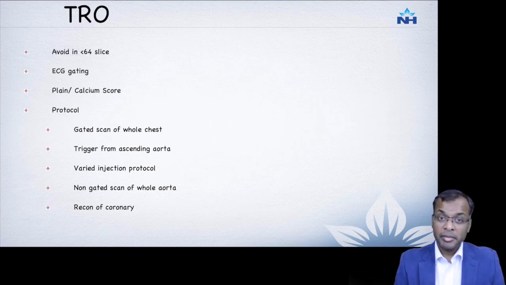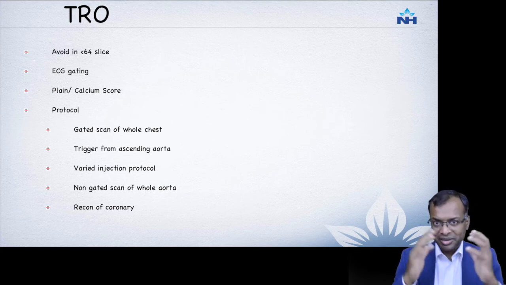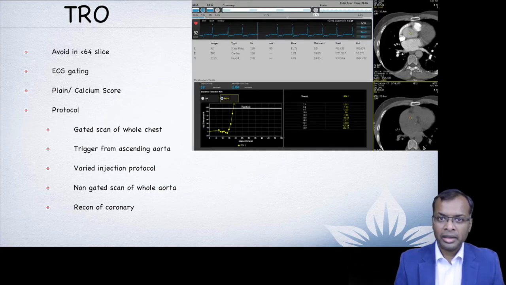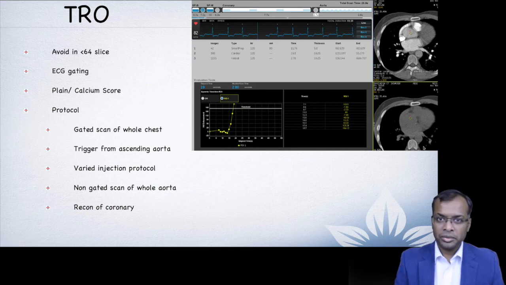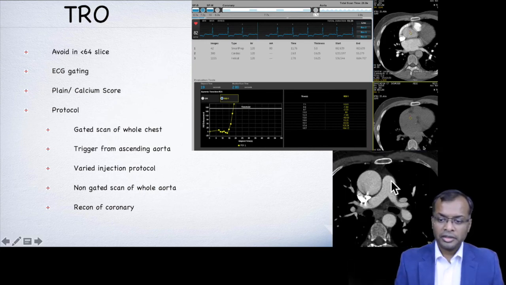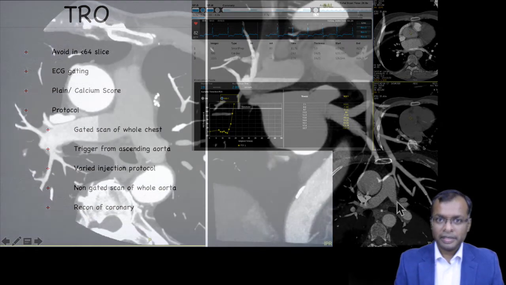Also, remember when you're doing the reconstructions for coronary, just do the area of interest rather than covering the entire thing. So this is an example where you can see we've got ECG gating going along. We've got a bolus trigger which is set at 150. We are triggering off from the aorta. So this is a high-end scanner and you're triggering it off from the aorta for the first run, and then the second run will cover the entire aorta in a non-gated manner. And you will get good quality images if you're able to follow these principles.